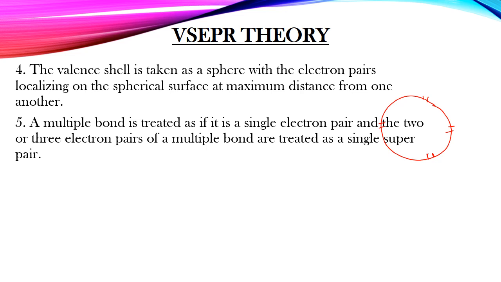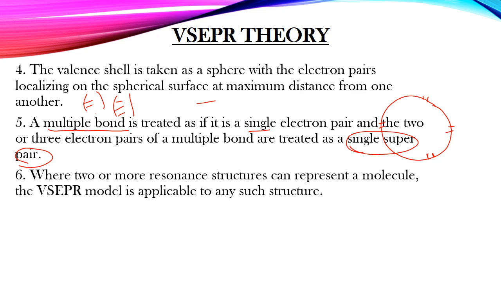For simplicity's sake, we consider multiple bonds as single bonds. So all the double and triple bonds are considered as single bonds when we are finding out the structure or geometry of the molecule. A double bond has 2 electron pairs, a triple bond has 3 electron pairs. These electron pairs are treated as a single super pair.